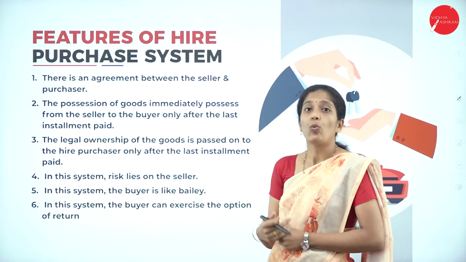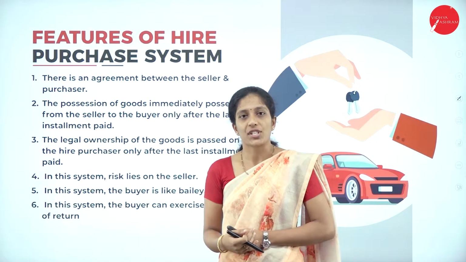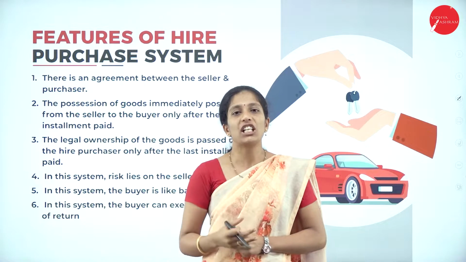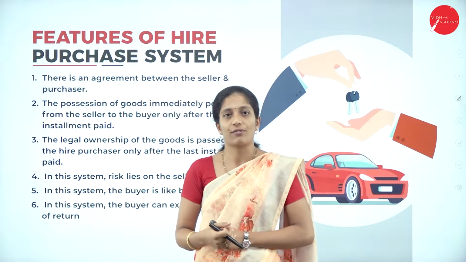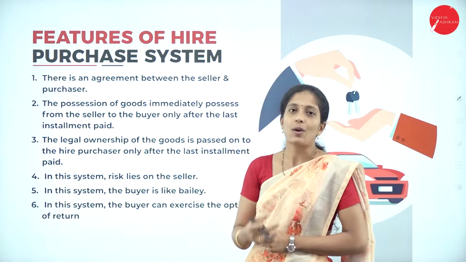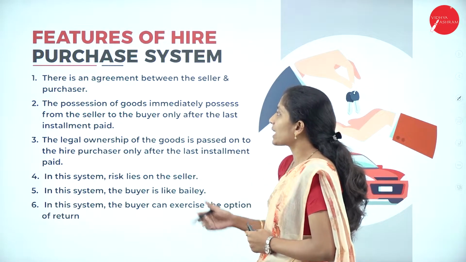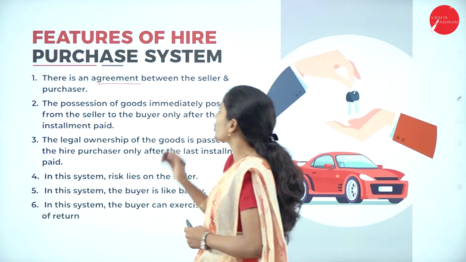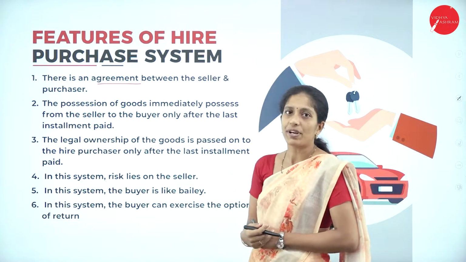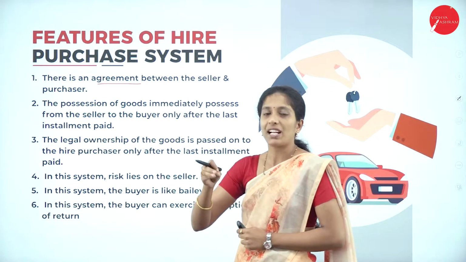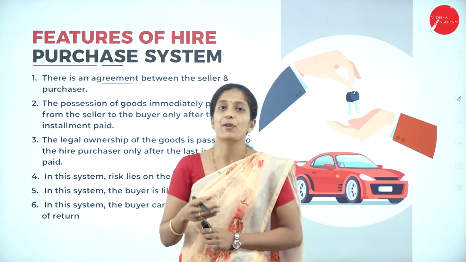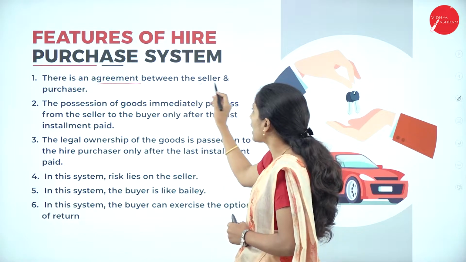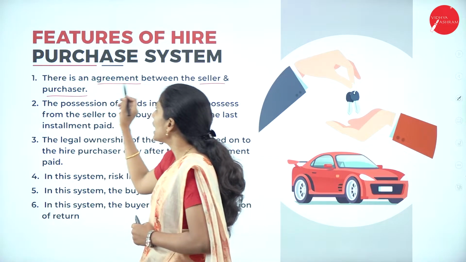Now let us see what are the features of the hire purchase system. If you know the meaning of the hire purchase system, it is very easy to recall all the features. Let us see what they are. The first one is that there is an agreement between the seller and the purchaser. The payment as well as the possession of the goods takes place with an agreement between the hire seller and hire purchaser. So there should be an agreement.